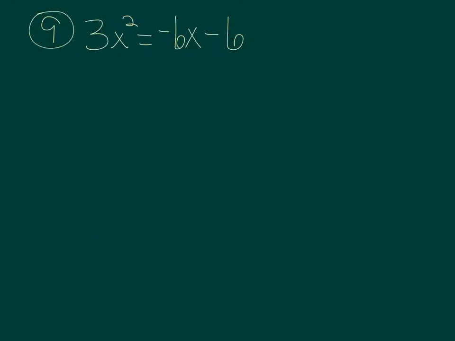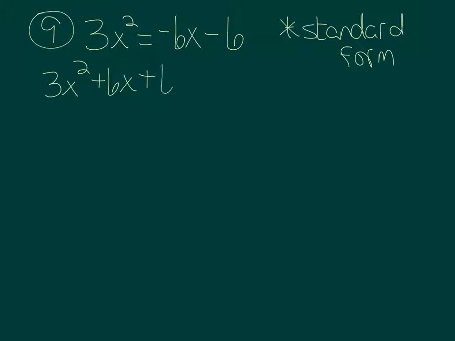Number 9 says to compute the discriminant and then determine the number and types of solutions for this equation. First thing we need is standard form, so we need to set everything equal to 0. So I'm going to move my minus 6x over. I'm going to add 6x to both sides. I'm going to add 6 to both sides. I'm going to set it equal to 0.